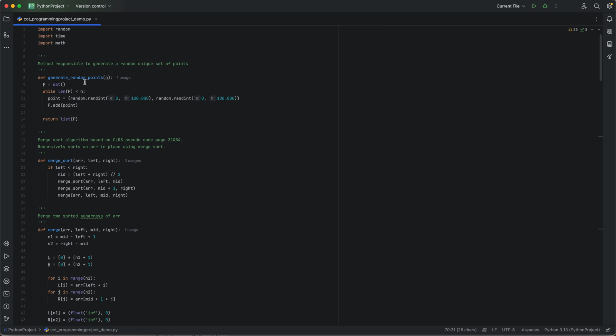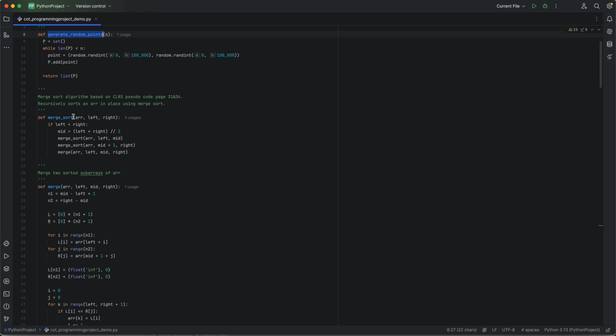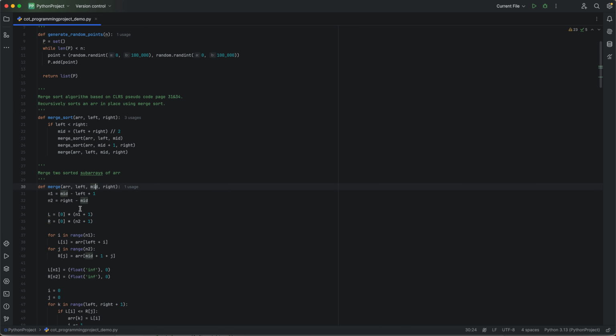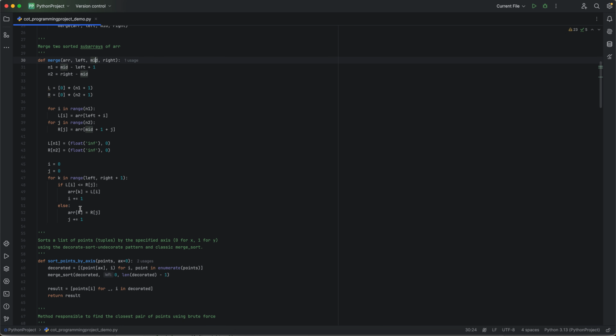So I started the project, creating some helper functions. The first one creates random points from 0 to 100, and these points are guaranteed to be unique. Then you have a merge sort. Merge sort is used by the divide and conquer algorithm, and it is guaranteed to be n log n. This is based on the book Introduction to Algorithms, and the pseudocode is this one. So pretty much it's exactly the same algorithm.